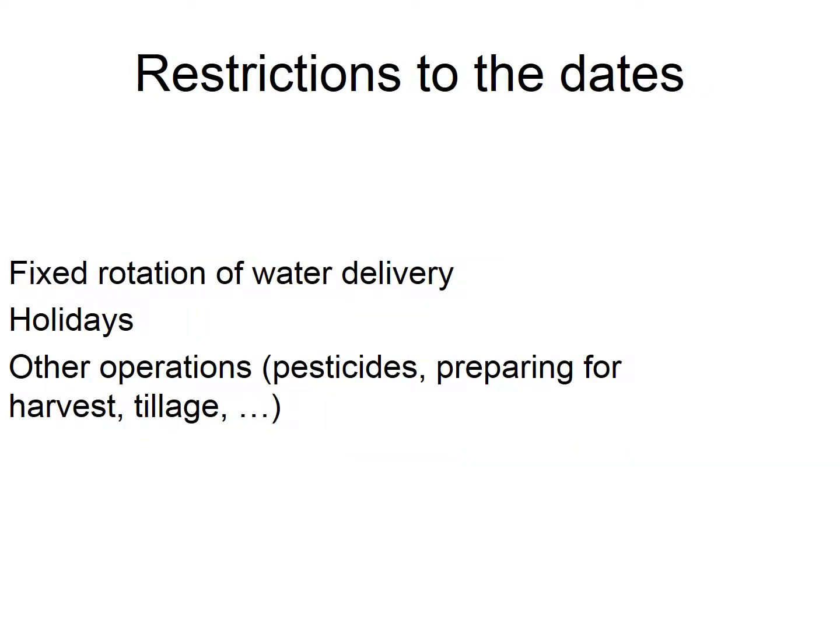We can calculate the dates of irrigations according to the soil water deficit and the critical soil water deficit. But sometimes we have restrictions to the dates when we can irrigate. For instance, it is very common that in the irrigation system the water is delivered to the farmers on a fixed rotation. In other words, the farmer has water one day every week or one day every 10 days, etc. Holidays may also be restricting dates of irrigation.